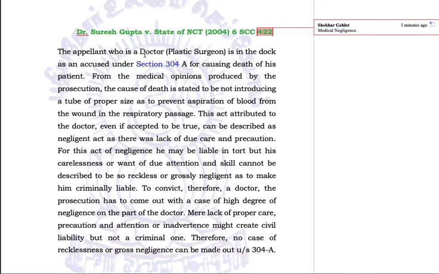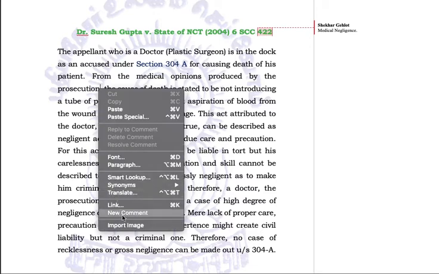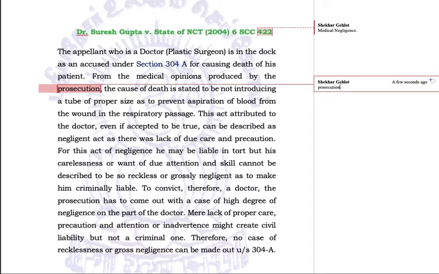The appellant is a doctor, he is a plastic surgeon. He is in the dock as an accused under Section 304A. Is in the dock means he is charged as an accused under Section 304A for causing death of his patient. Now, this doctor who is a plastic surgeon did something due to which a patient died. From the medical opinions produced by the prosecution. Prosecution is the one who is leading a prosecution against him, which means the state or police, which has filed a case against him.